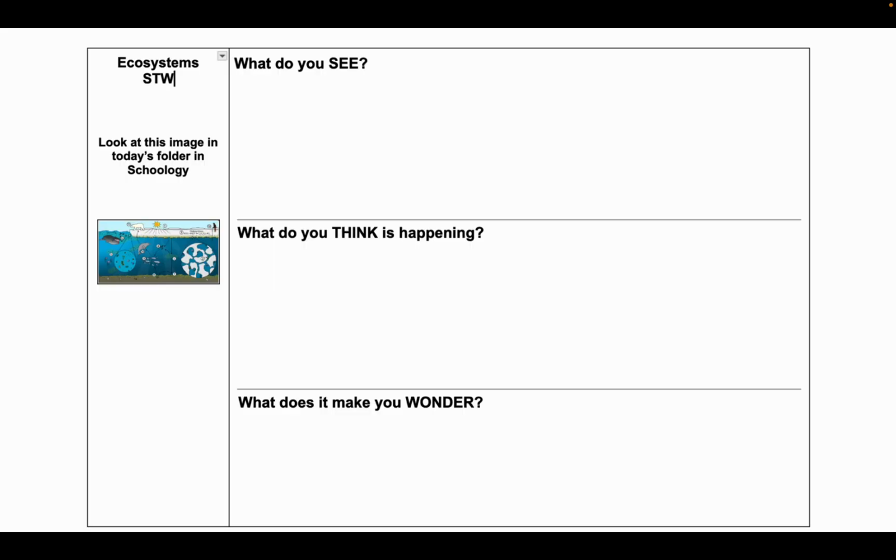All right, so once you've got the notes, you're going to see this worksheet, and it's an introduction to our ecosystem unit. It's called an STW. And you'll notice that on the left-hand side, I have a column that has a picture. The instructions say, look at this image in today's folder in Schoology. What do you see?